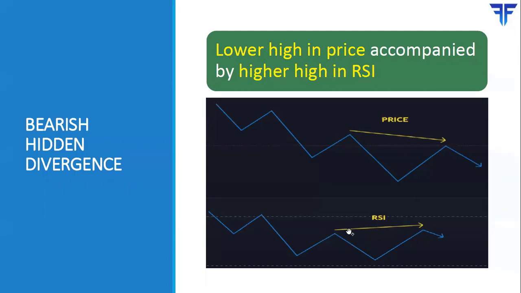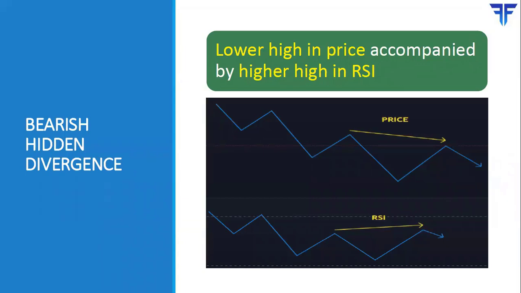But the RSI has made a higher high, as you can see. The price is making a lower high, but the RSI is making a higher high. So what this tells you is that the RSI is sort of becoming overbought, but at a relatively lower price. So that's a very bearish signal. So whenever you see such an occurrence, the price of the security in question could come under severe selling pressure going forward.